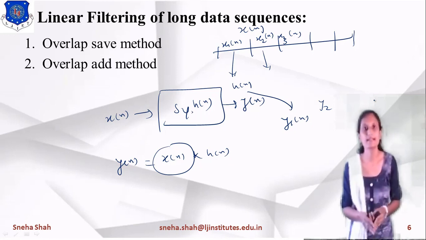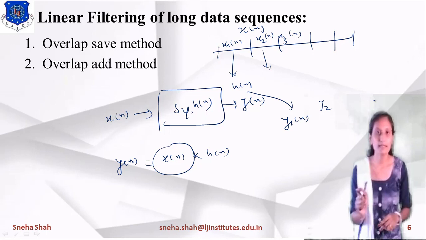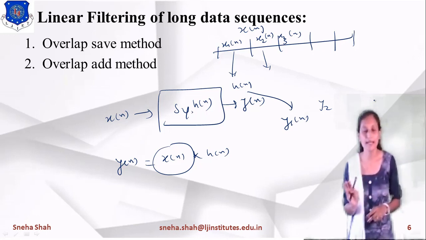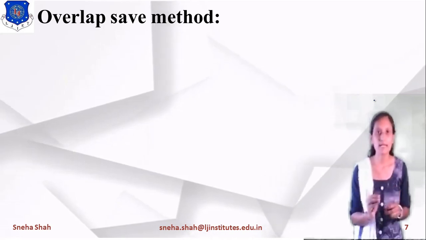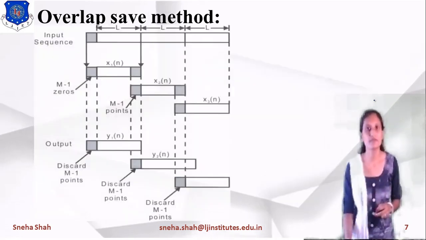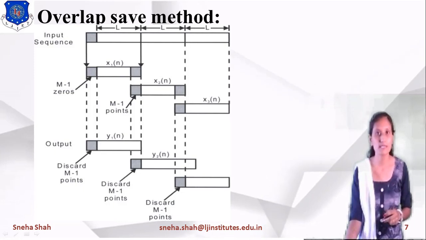So for that, we will use two different techniques. The first technique is the overlap save method and the second technique is the overlap add method. Now what is the basic difference between these two?